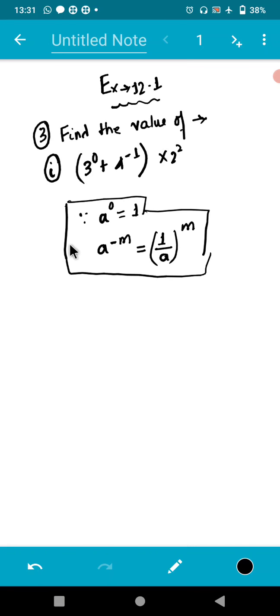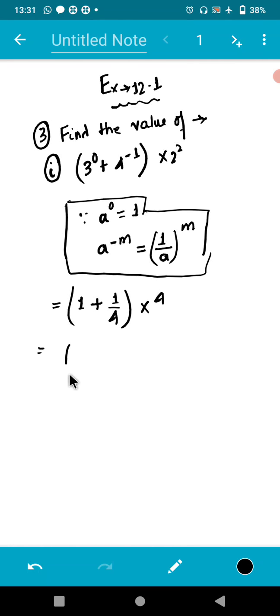So here, anything to the power 0 is what? 1. So 3 to the power 0 will be 1. 4 has a negative exponent, so to make it positive we have to take the reciprocal of 4. So that is 1 by 4. Since the power is 1, I am not writing it, into 2 square is 4 only.